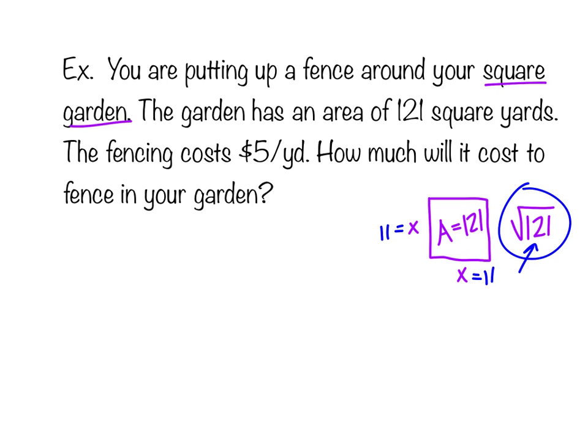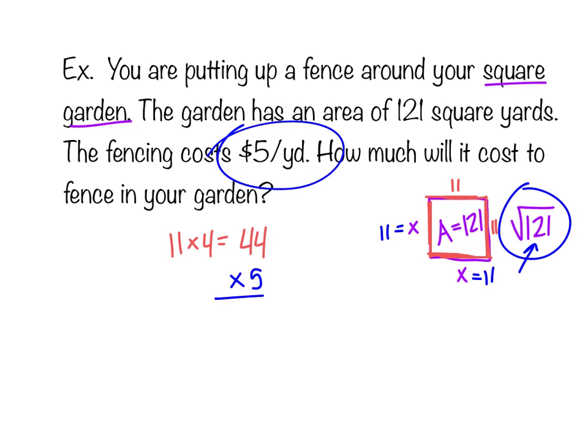And because we have a square garden and we're wanting to put a fence all the way around our square garden, we need to know all the sides, and we know because it's a square, it's 11 plus 11 plus 11 plus 11, which is 44. So we have 44 yards of fencing that we need. We also know that each yard of fencing costs $5. So if I need 44 yards of fencing at $5 per yard, then we can multiply those numbers together to get $220, and that's how much money it would cost us to fence in our garden.